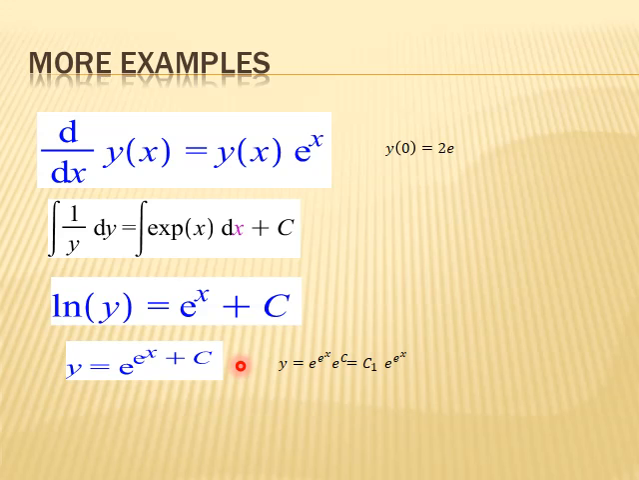Well, what is c1? I apply my initial condition. At x equals 0, y has to be equal to 2 times e. So I plug that into my solution right here. I have e to the 0. Well, what is e to the 0? E to the 0 is 1. So I have e to the 1. In order to make this valid, c1 has to be equal to 2. And so my solution is this for this differential equation.